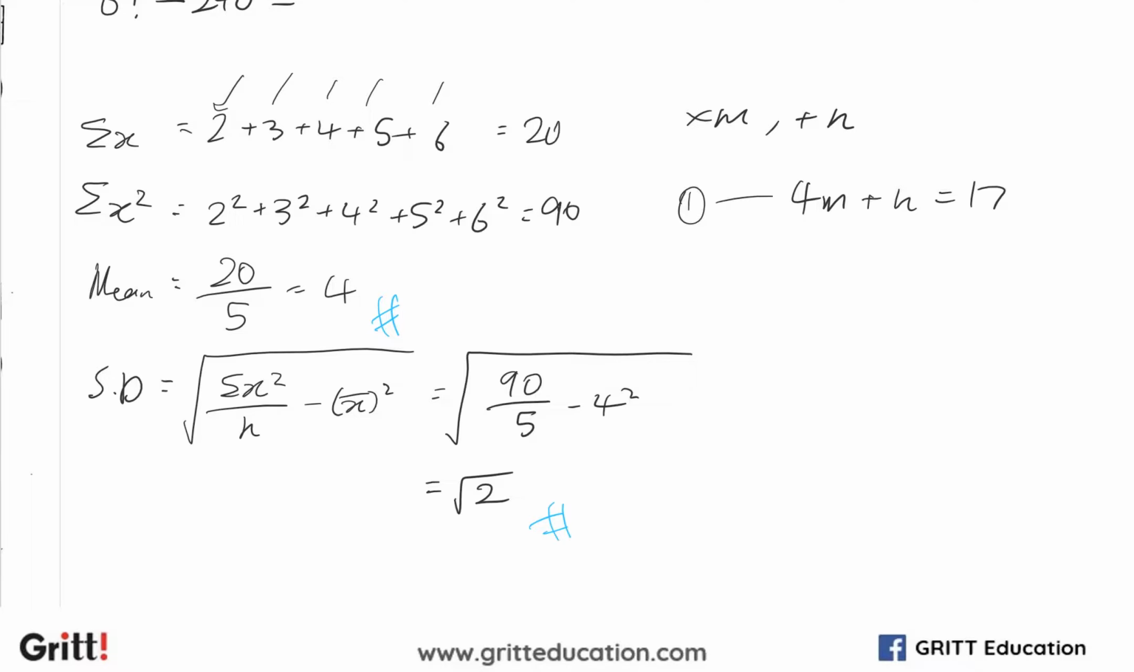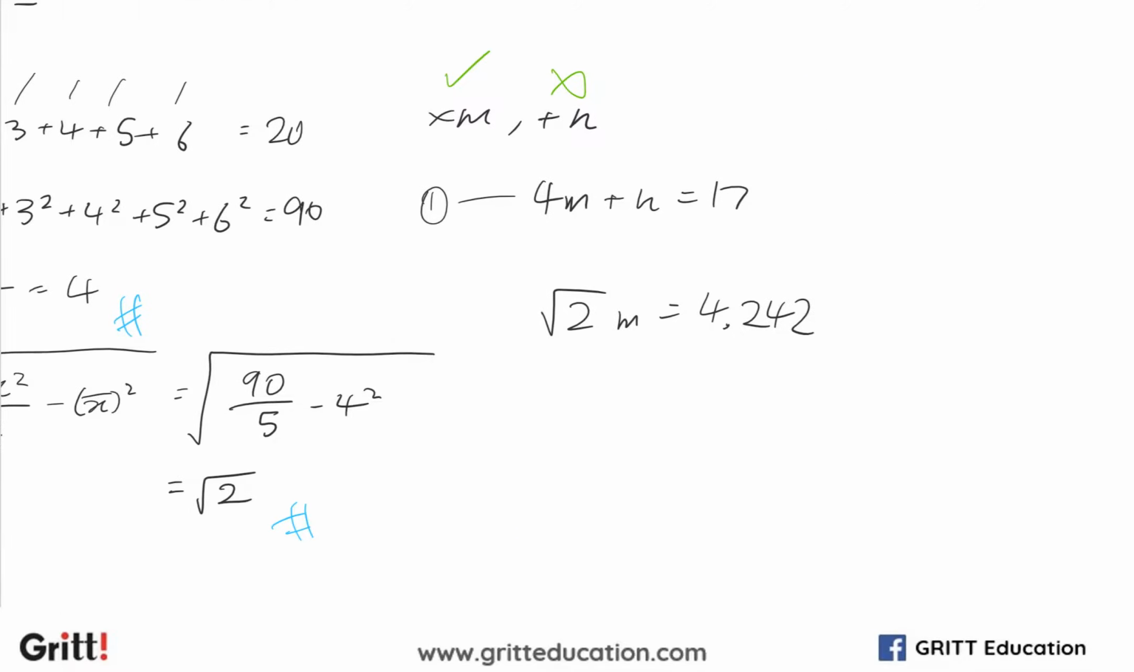Now, the standard deviation, however, is not affected by the addition and subtraction operations. So for the plus n, there is no influence. However, the multiplication does affect it. So your standard deviation, square root 2, actually has to be multiplied by m in order to get the value 4.242.